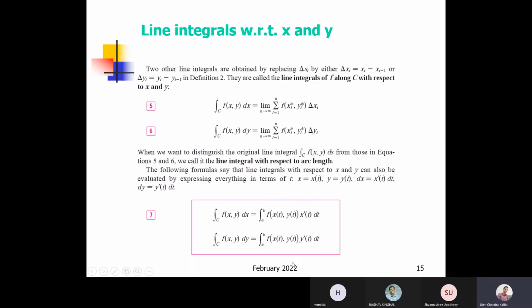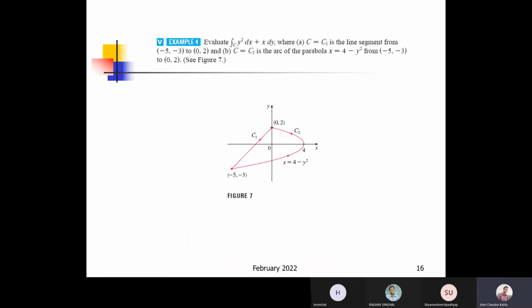This is what I have told you, and it converts into something like this. Now let us see how to work this out. It is simple. Earlier, your ds was the square root of (dx/dt) whole squared plus (dy/dt) whole squared, dt. Now we have to deal with simpler differentials, dx and dy. Earlier it was ds.